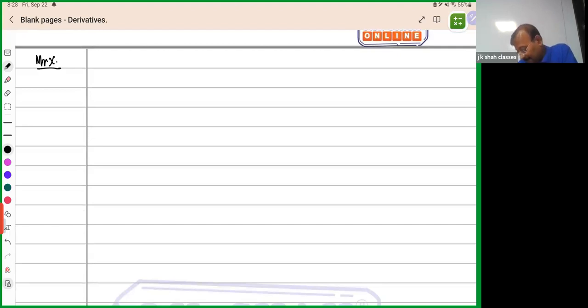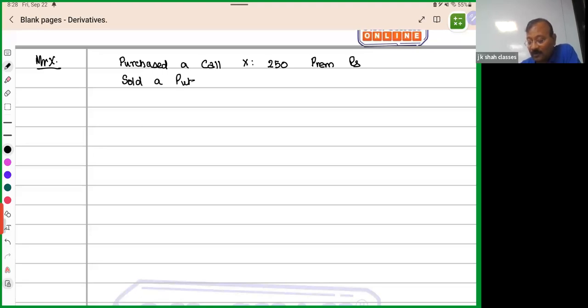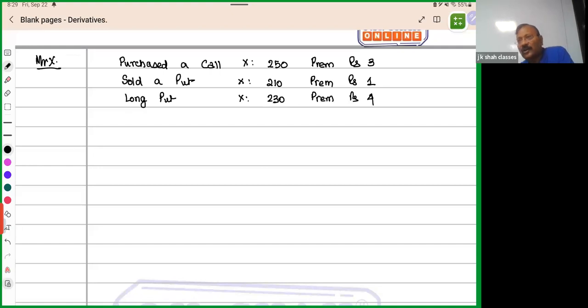Okay, and he has done the following things here. He has purchased a call with strike price 250 and he's paid a premium of rupees 3. Simultaneously he has sold a put with the strike price of 210, premium of rupee 1, and he has also got a long put with a strike price of 230, for which he has got a premium of rupees 4. Totally illogical figures, doesn't matter.